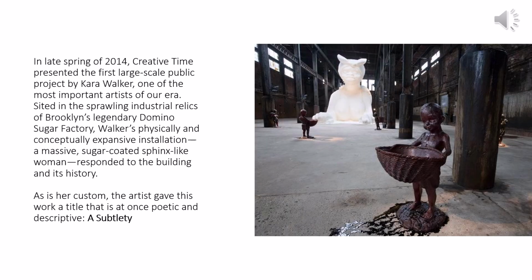In late spring of 2014, Creative Time presented the first large-scale public project by Kara Walker, one of the most important artists of our era, sited in the sprawling industrial relics of Brooklyn's legendary Domino Sugar Factory. Walker's physically and conceptually expansive installation, a massive sugar-coated sphinx-like woman, represented the building and its history as her costume. The artist gave this work a title that is at once poetic and descriptive, a Subtlety.